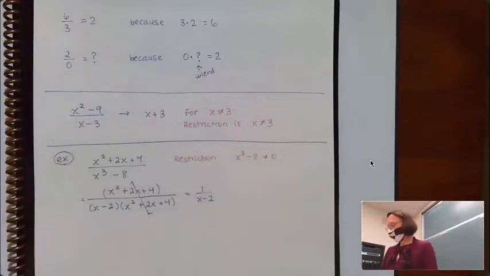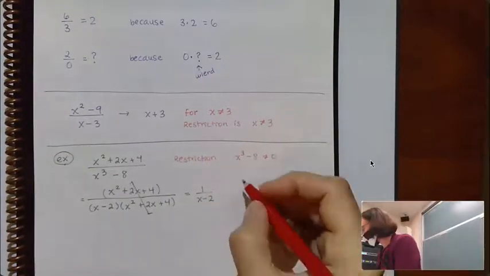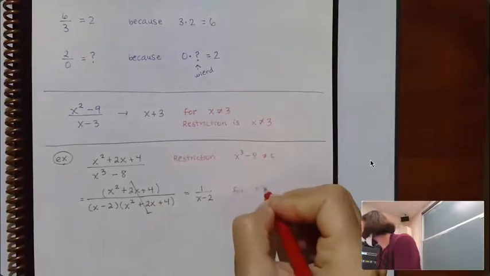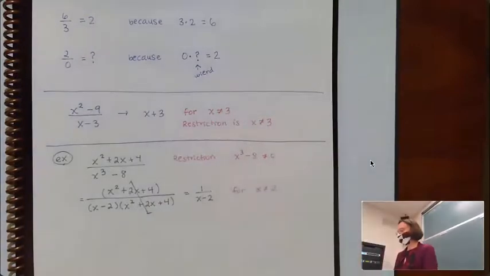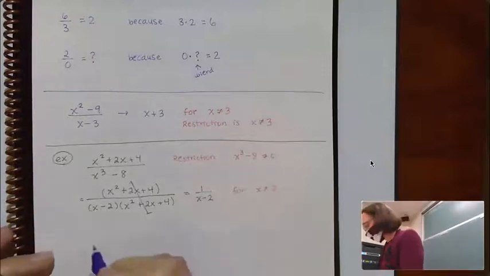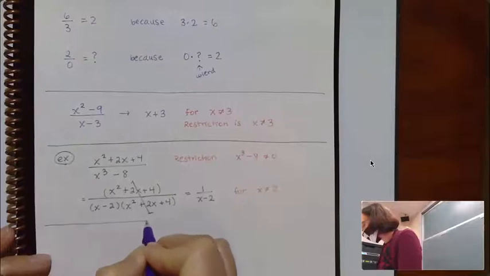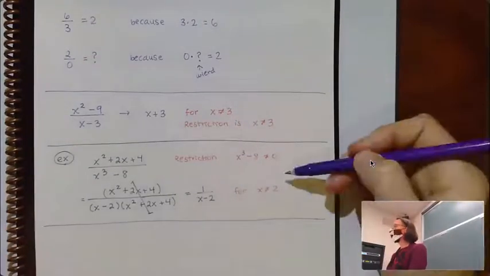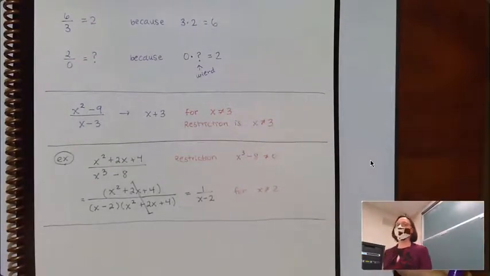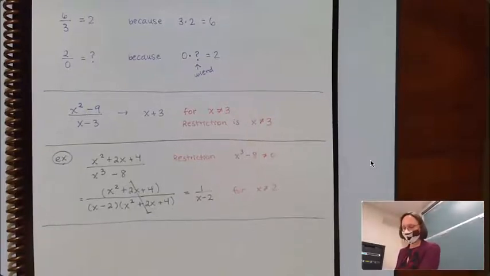But we have to say for x not equal to 2. Right? That was our original restriction on the variable. And for the problems in the homework, they will remind you explicitly to find the restriction on the variable if you haven't done any of the problems in this section yet.